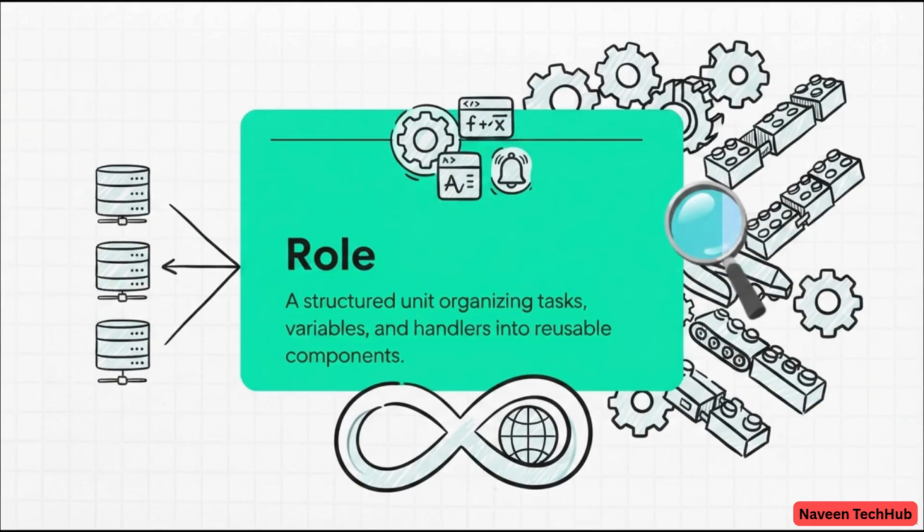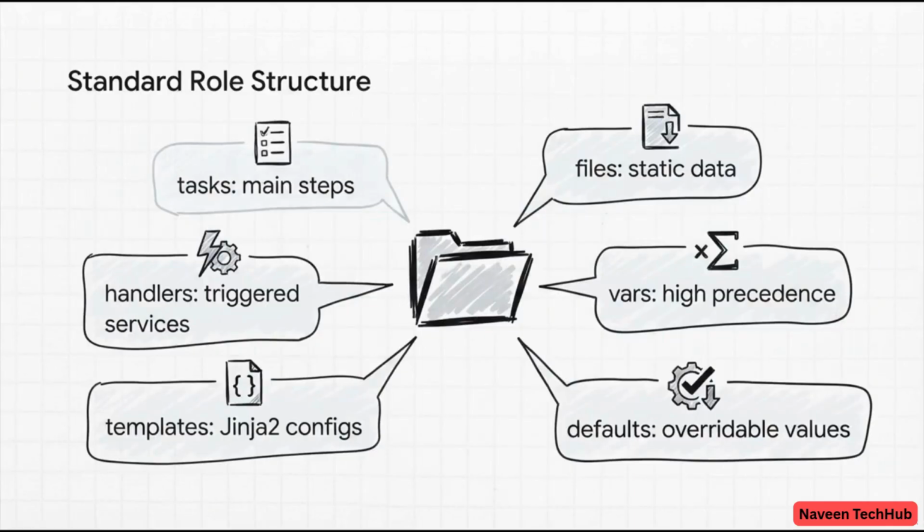You build it once and you reuse it everywhere across your enterprise. That's the power of roles. And to achieve this incredible reusability, Ansible uses a very standard directory structure. It perfectly separates your logic. You've got tasks for your main steps, handlers for triggered services, templates for your dynamic configs, and defaults for variables. Because this structure is standardized, literally any DevOps engineer in the world can jump into your project and instantly understand it. No more guessing where the configuration lives.